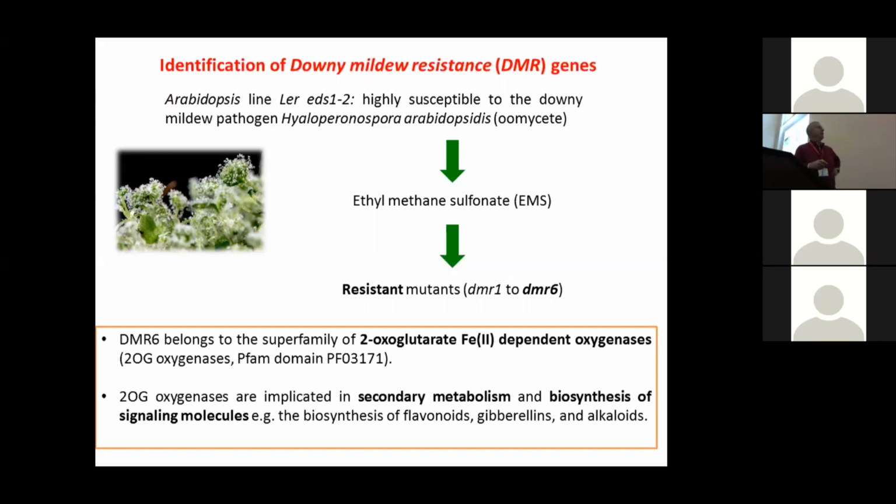Okay? They identified a gene called DMR6, for downy mildew resistance number 6, and it belongs to a superfamily of 2-oxoglutarate iron-dependent oxygenases. They're implicated in secondary metabolism, biosynthesis of signaling molecules, and so on and so forth. It's also thought, and there's some controversy in the literature, that this may actually be a salicylate hydroxylase, which would act on salicylate in this case.